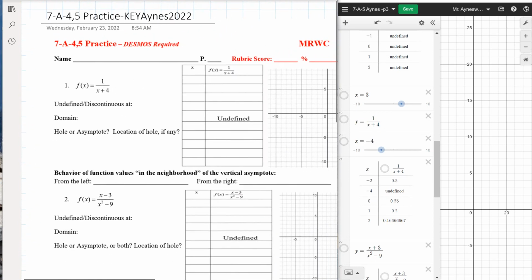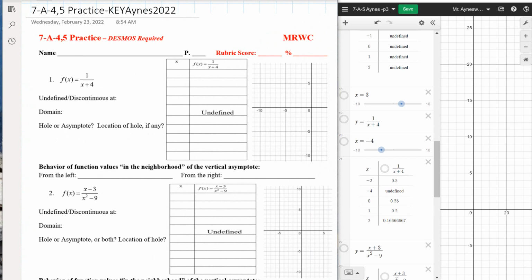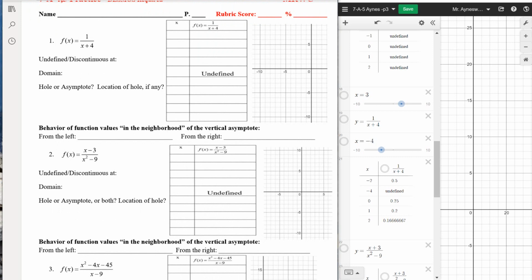So I've got my Desmos on the right, and you should have Desmos as well. And then I've got our activity or our practice on the left. Okay, number one, we have a function that looks like 1 divided by x plus 4. This is a rational function here, and because you guys know that we cannot divide by 0, you got to figure out where it's undefined, because rational functions have restrictions.